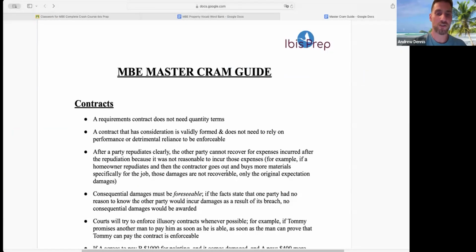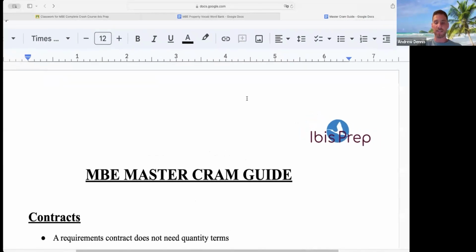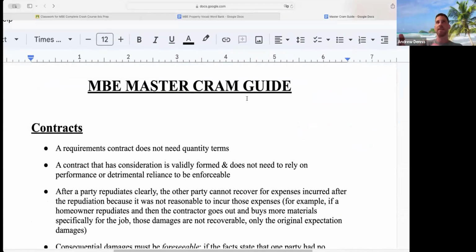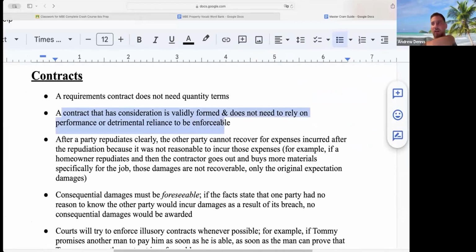So a requirements contract does not need quantity terms. So if it's for all that you require, even though the UCC essential terms test usually dictates that there must be a quantity term, if it's a requirements contract, we don't need quantity terms. A contract that has consideration is validly formed and does not need to rely on performance or detrimental reliance to be enforceable. So once the contract has been formed, offer, acceptance, and consideration, nothing else is needed. Both parties are obligated to perform under the contract.